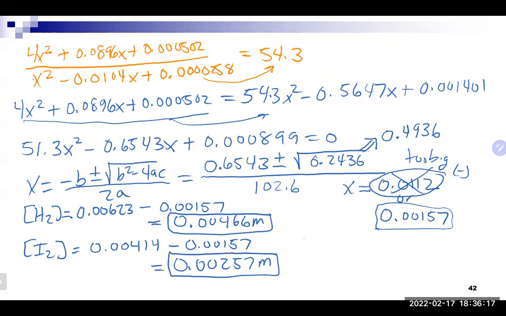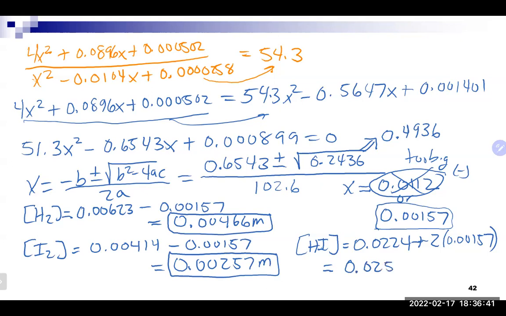And lastly, for our HI, it is our initial, which was 0.0224, plus 2 times our x, which would be 0.00157. And that gives us an HI concentration of 0.0255 molar. Those should be our equilibrium concentrations.